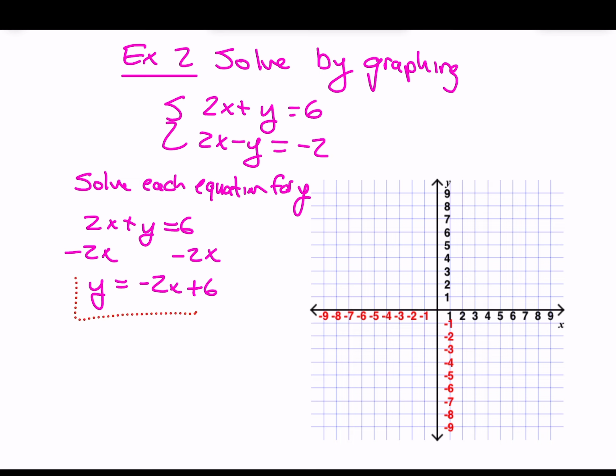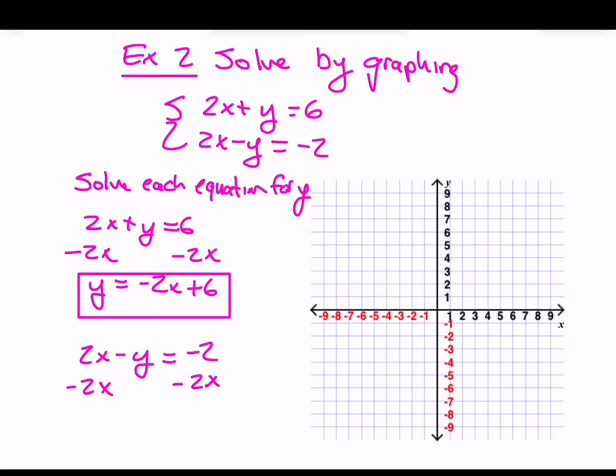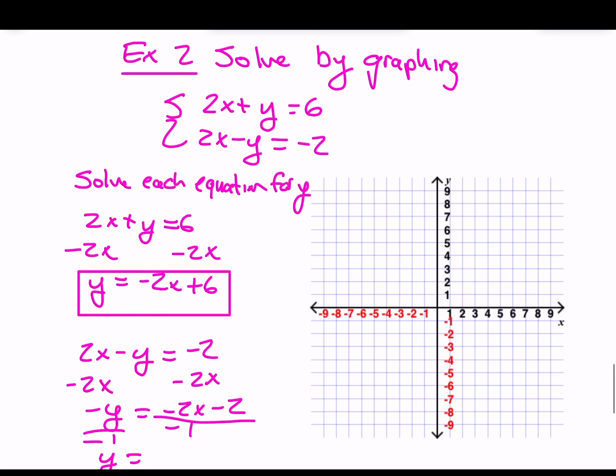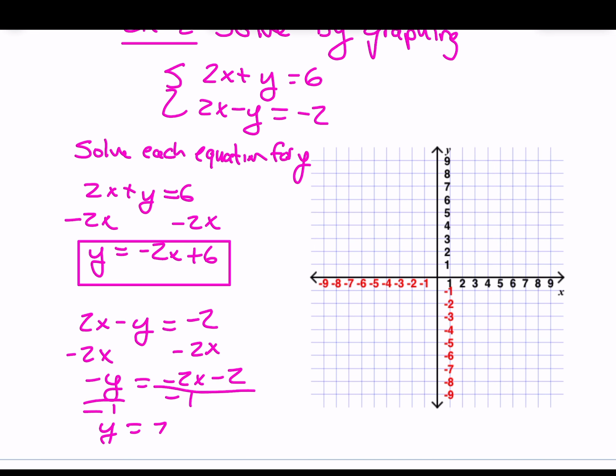There's our first equation. And then our second, we have 2x minus y equals negative 2. We can subtract 2x from both sides, and we get negative y equals negative 2x minus 2. Divide both sides by negative 1, and we get y equals 2x plus 2. Okay.